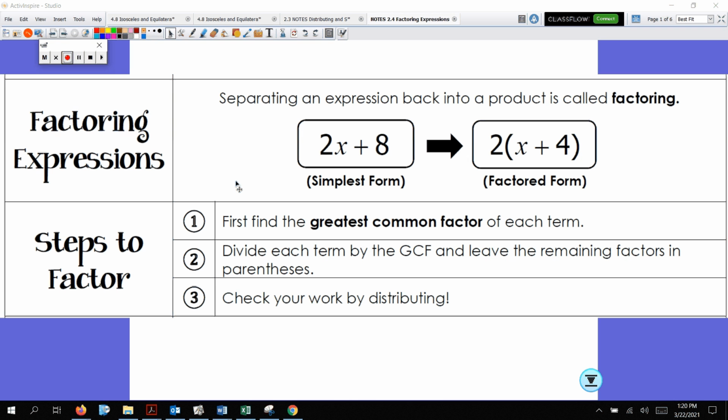All right, today's lesson is lesson 2.4, factoring expressions. So previously, what we talked about yesterday, we were talking about distributing, okay? So we build something up. Now we're going to break it down. We're going to actually do the opposite.